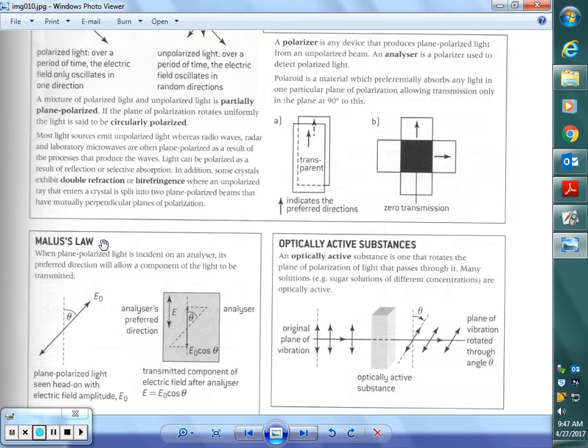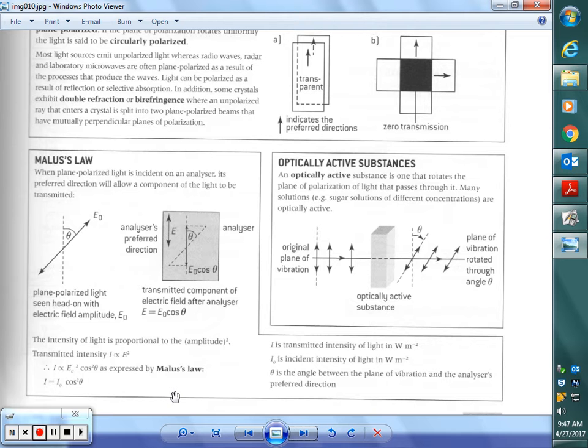So how much light gets through, or how much percentage of the wave intensity gets through, is given to us by Malus's law. When plane polarized light is incident on an analyzer, its preferred direction will allow a component of the light to be transmitted. So even though we have plane polarized light, a certain percentage will be allowed through because a certain component of that wave is allowed through. And the relationship is summarized down here in the bottom left.